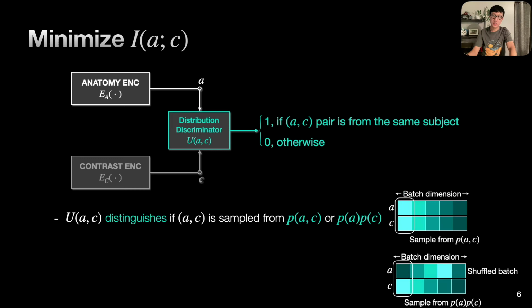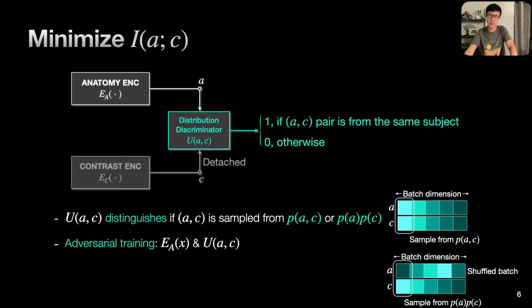We show that UAC essentially learns to distinguish if the input AC pair is sampled from the joint distribution PAC or the product of the marginals PA times PC. Because we learn A and C from images X and X prime, we sample the joint distribution by selecting samples when A and C are from the same subject. We achieve sampling PA times PC by shuffling along the batch dimension.